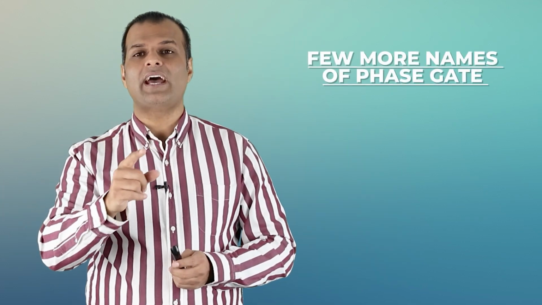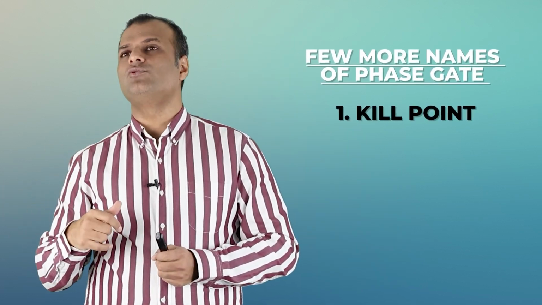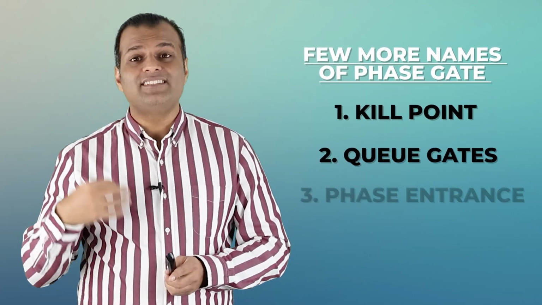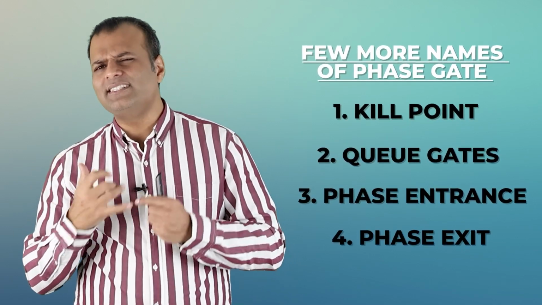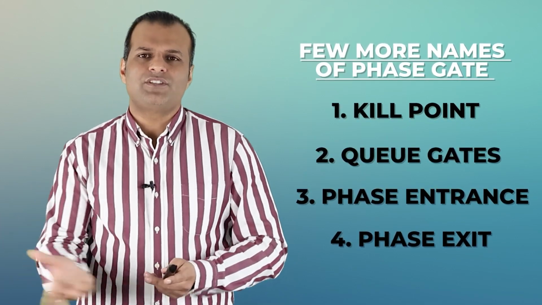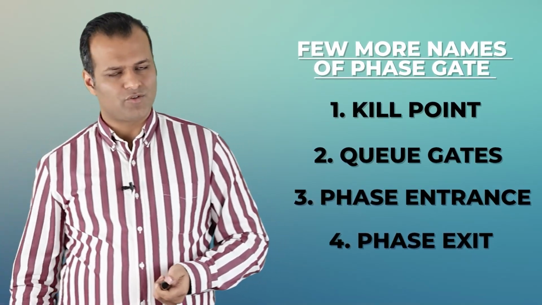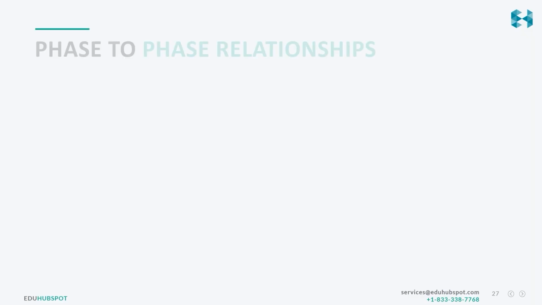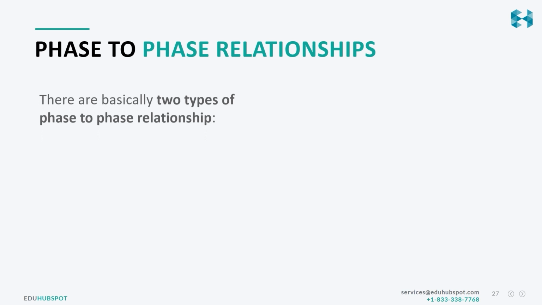But this entire process where you take a decision whether to move to the next project or not is your phase gate. It's also known as kill point. It's also known as stage gates, phase entrance, phase exit. These are some of the common names which are defining phase gate. We also have two different types of relationships.